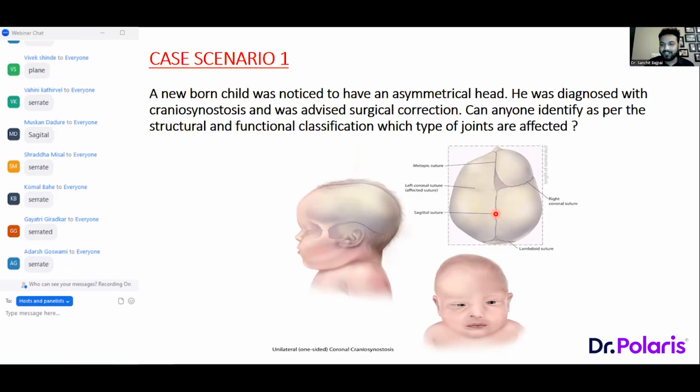I'm very happy that you guys have understood this, because this has a lot of mugging up, and if you don't understand all this stuff, then you read line by line. Okay, let's move on to clinical scenario number 2.